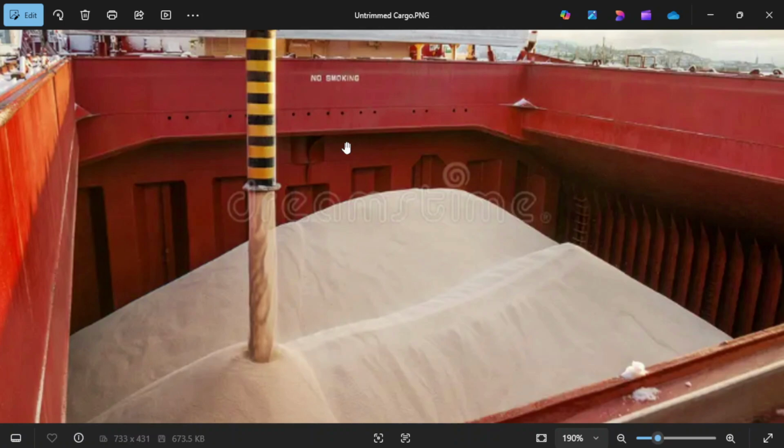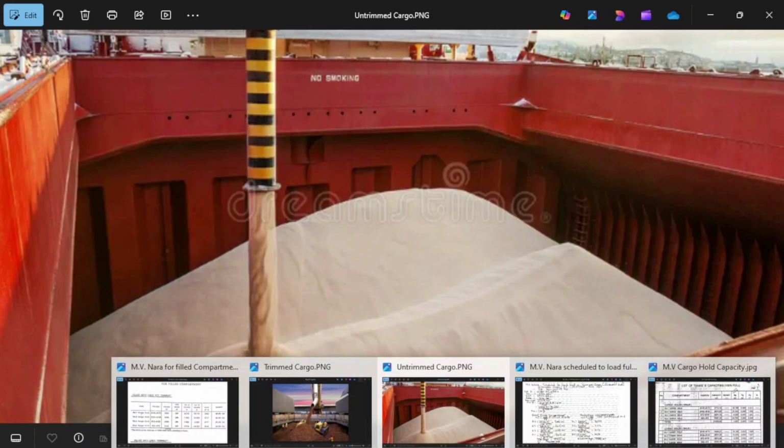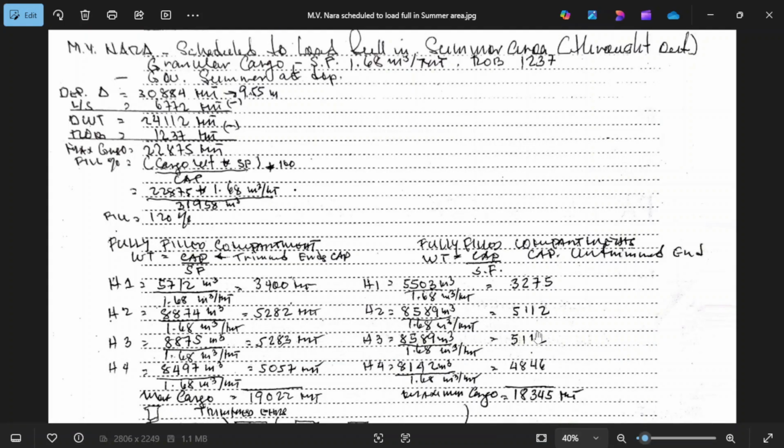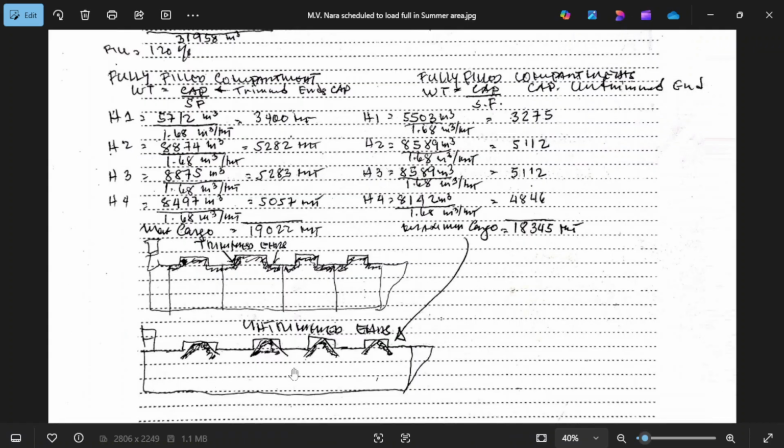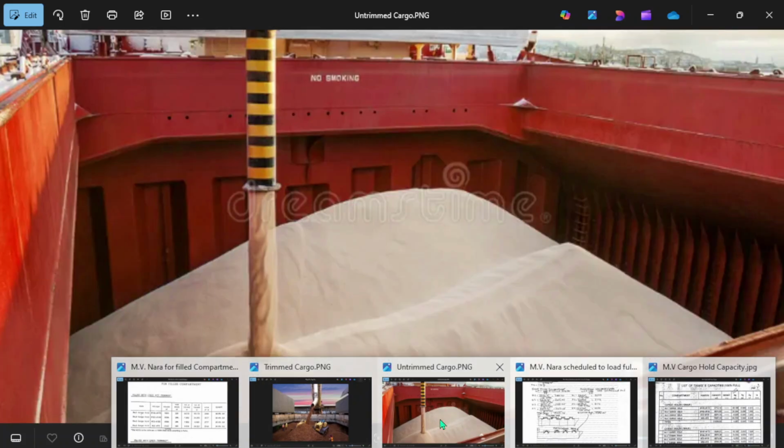When you say not trimmed, this is how it looks. There's a space around the cargo hold. For another illustration, this is the condition of the vessel when not trimmed. So you have more space here on the side, and here on the side, and also on the side.